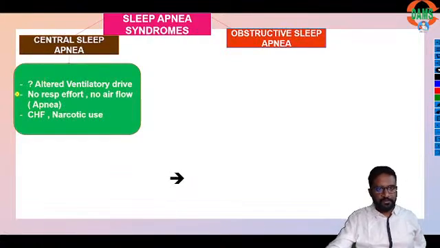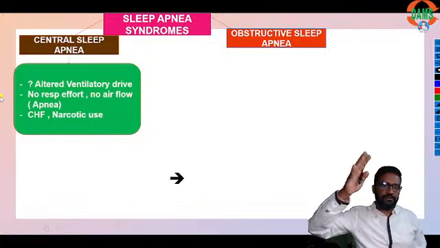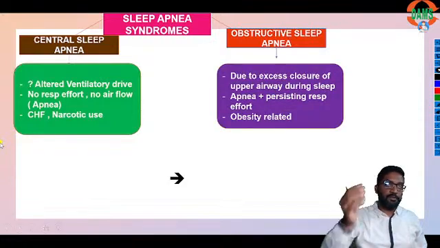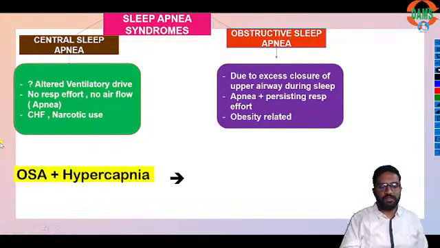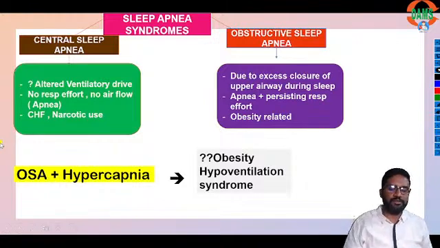In central sleep apnea, the problem is in the brain: no ventilatory drive, no respiratory effort, no airflow. Seen in CHF, narcotic use. In obstructive sleep apnea, the problem is not in the brain, but in the upper airway. It is getting closed, so there is apnea with persisting respiratory effort, and it is also obesity related. Now if you see an OSA-like condition with hypercapnia, don't forget obesity hypoventilation syndrome. This is a very, very important revision slide. All the sleep apnea identification revolves around these phenomena.